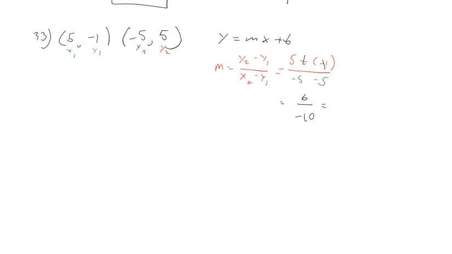Now I want to simplify. You always want to make your slope smaller. So 6 over negative 10, I can divide this by 2. It becomes a 3 over, divide by 2, a negative 5. So there's my slope m.